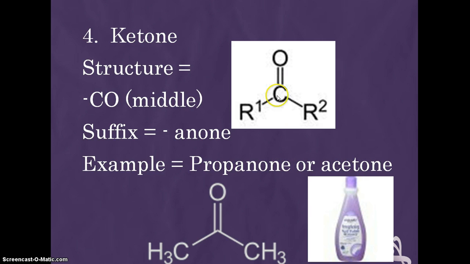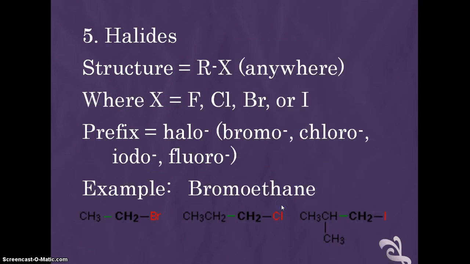Ketones go in the middle. So they have to be in the middle. So you'll have part of the molecule going off to the left, part of the molecule going off to the right. So CO is how you show that in the formula. -one is how you put it on the end. So this has 1, 2, you assume there's a carbon when a bunch of lines meet, 3, so prop-anone, also known as acetone or nail polish remover.